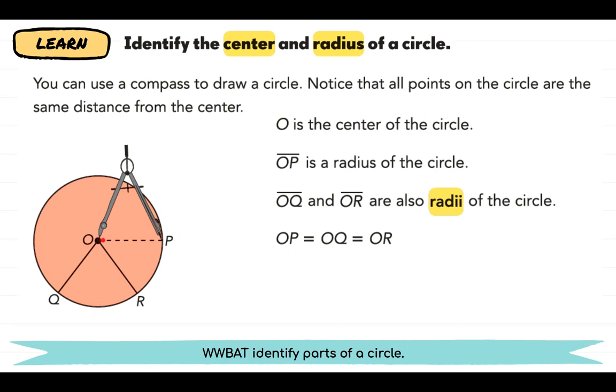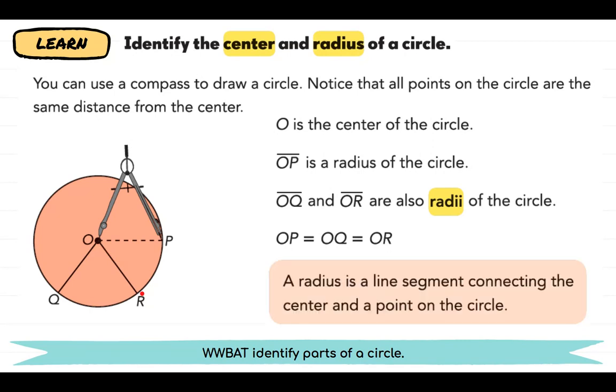So you can see that every time you use a compass to draw a circle, the distance between a point in the middle and a point on the circle, the distance between those 2 points will be the same throughout. So we can also say that the length of OP is equivalent to OQ and OR. A radius is a line segment connecting the center and a point on the circle. So that's a formal definition of a radius.